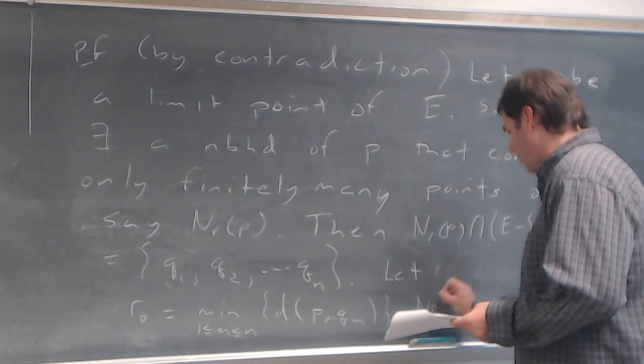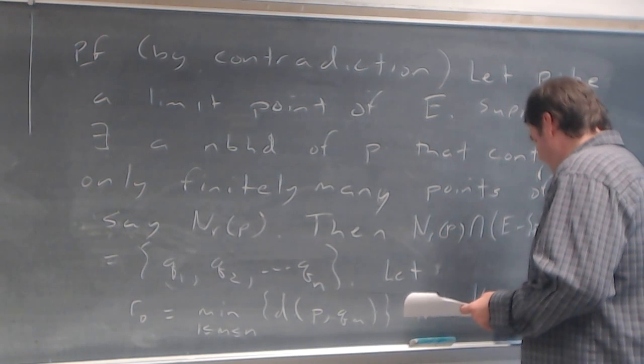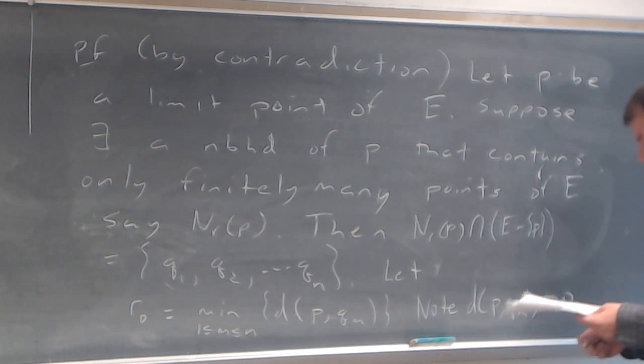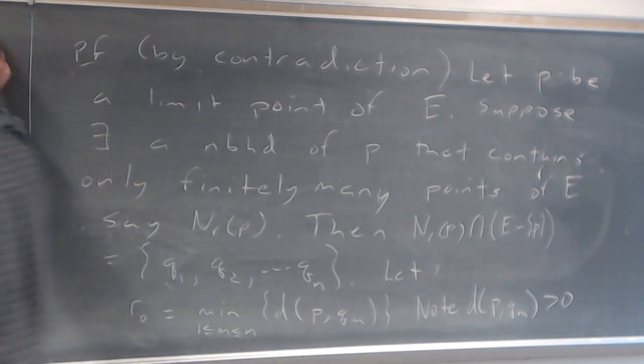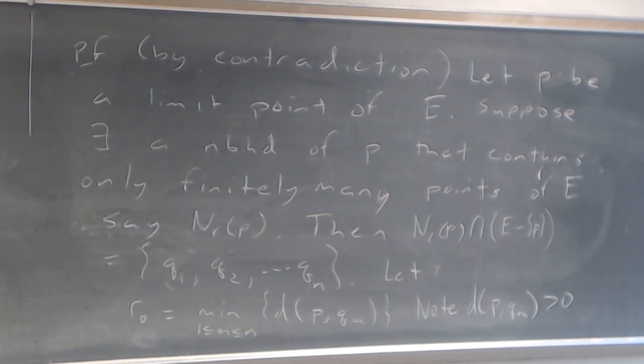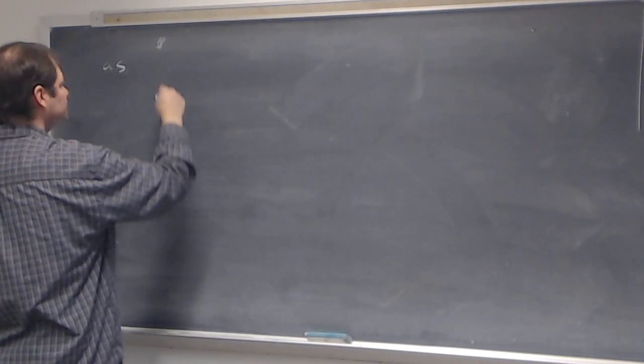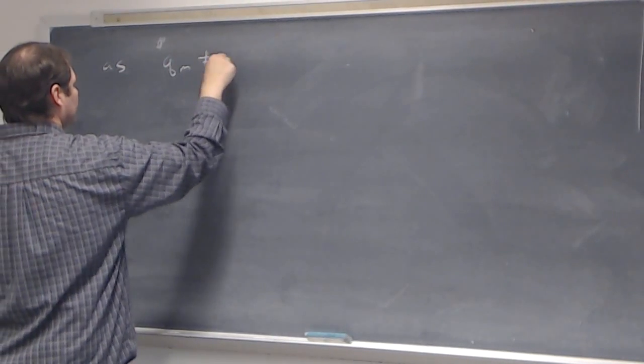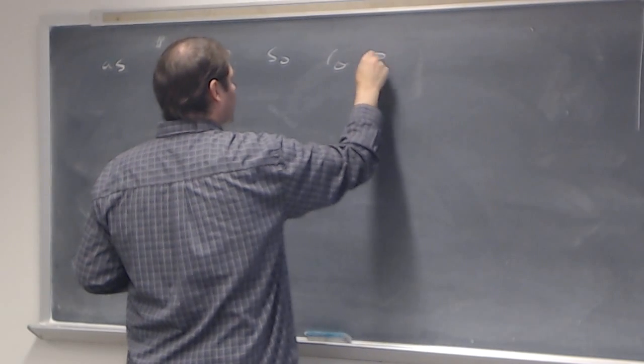So here, that's just something I'll write down. Note the distance between P and Q sub m is always greater than 0, as Q sub m is different from P. So what that says is that r naught is going to be greater than 0.